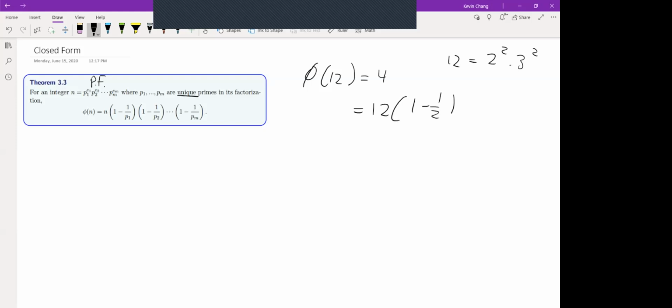a half times 1 minus a third. And if we do this, we have 12 times 1 half times 2 thirds equals 4. So it's nice verifying theorems when you first see them.